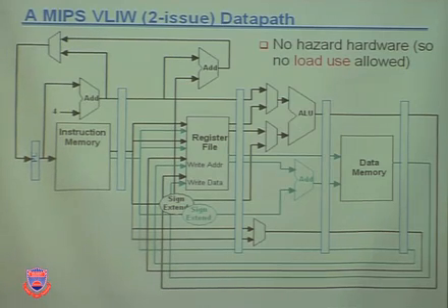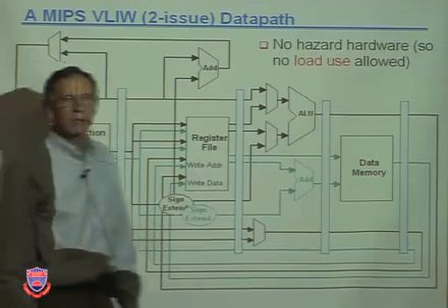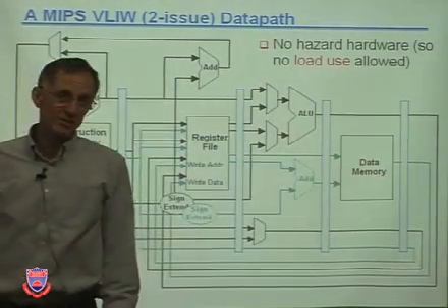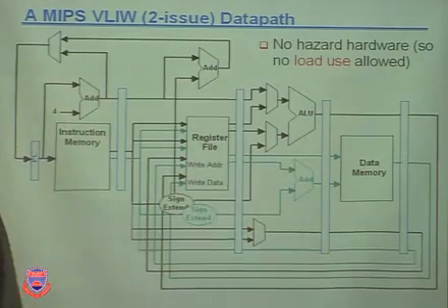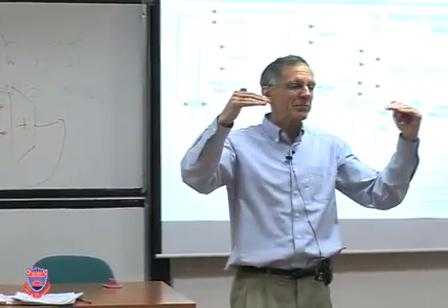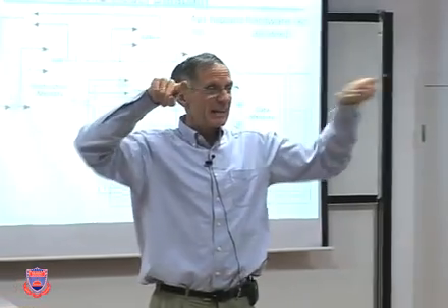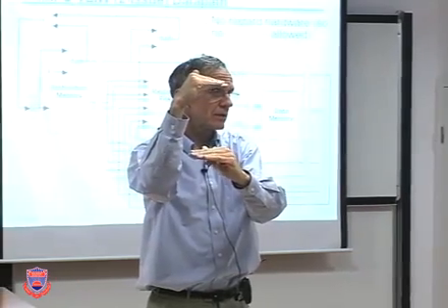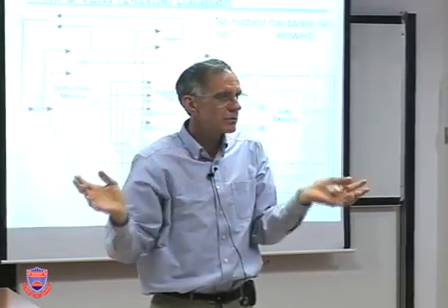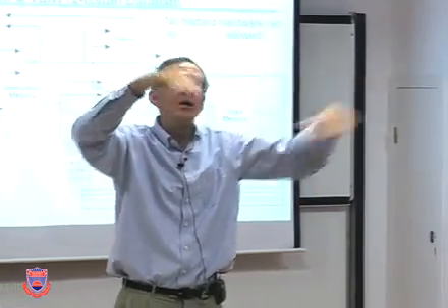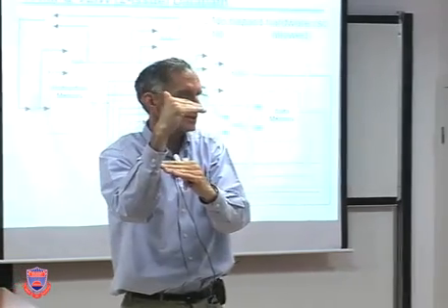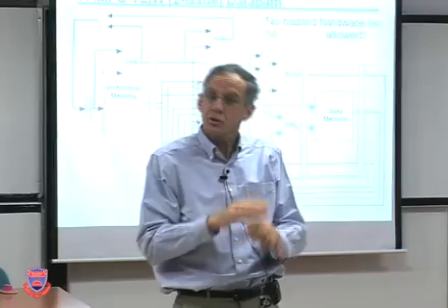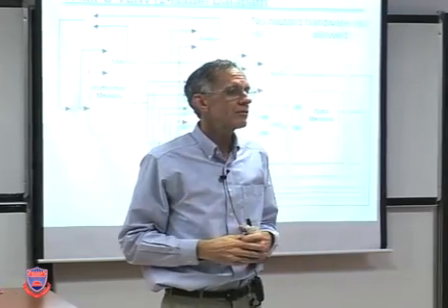hazard hardware. If I don't have any hazard hardware, that means that I don't have any load use allowed. Load and use cannot be together, and they can't even be in sequential instructions, can they? Because load followed by use is a problem. Load at the same time of use is a problem. Load followed by use is a problem. So that means who's going to fix that? Since I don't have a hardware fix to stall, who's going to be doing the fixing?